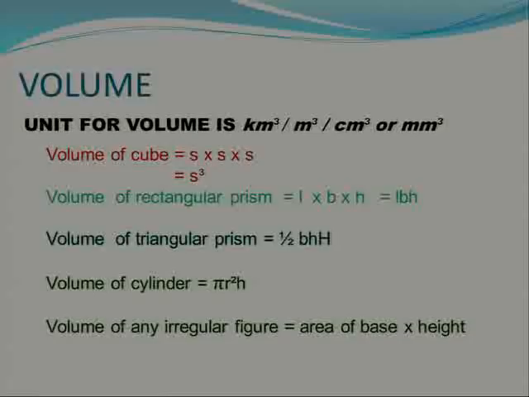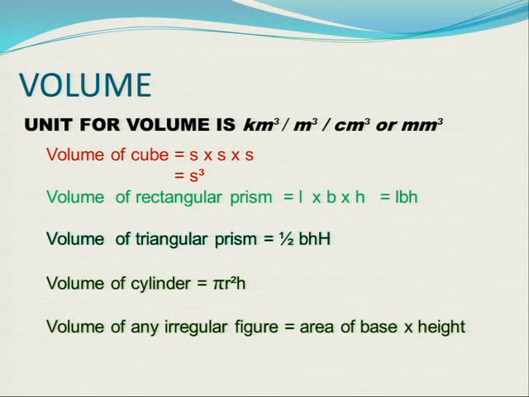Welcome back. In this session, we're going to look at volume and surface area. Now, the unit for volume is kilometers to the power of 3, meters to the power of 3, centimeters to the power of 3, or millimeters to the power of 3. The volume of a cube is given by the formula side times side times side, or side to the power of 3. The volume of a rectangular prism is L times B times H.